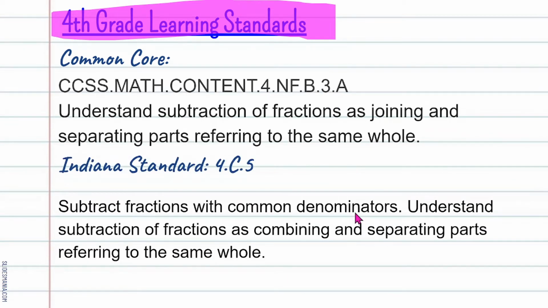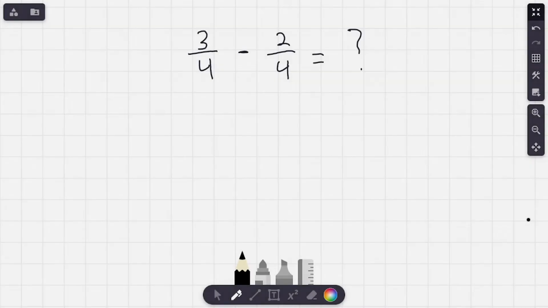This video is going to be our teaching video for subtracting fractions with like denominators using our standard algorithm equation. Let's get started.